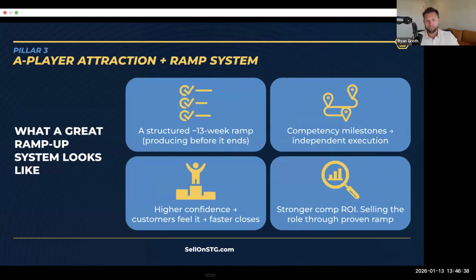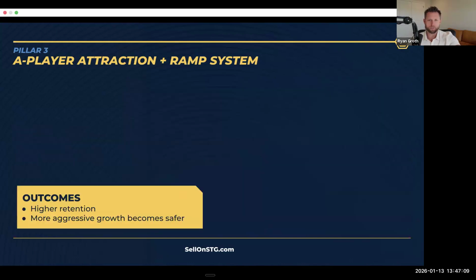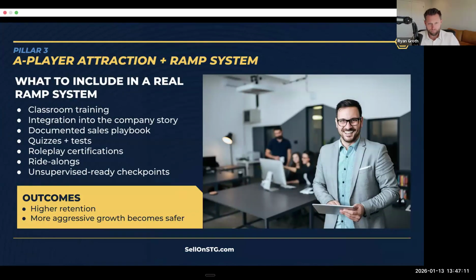What great ramp up looks like is there's a structured 13-week ramp. They're producing before it ends. They're already winning. There's competency milestones. There's higher confidence. Customers feel it faster. You're closing faster. And there's a stronger compensation ROI selling the role. When you have the ramping system and you can prove it, then you can sell harder to get people to join your organization.